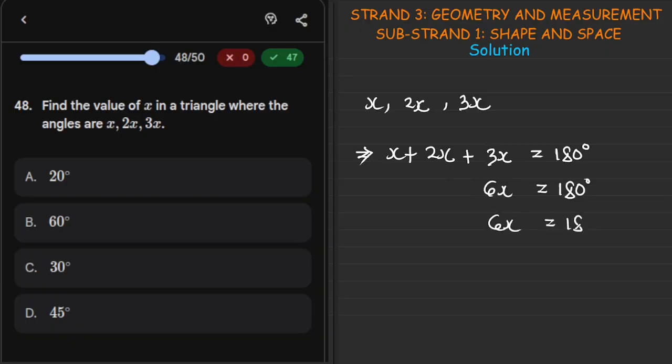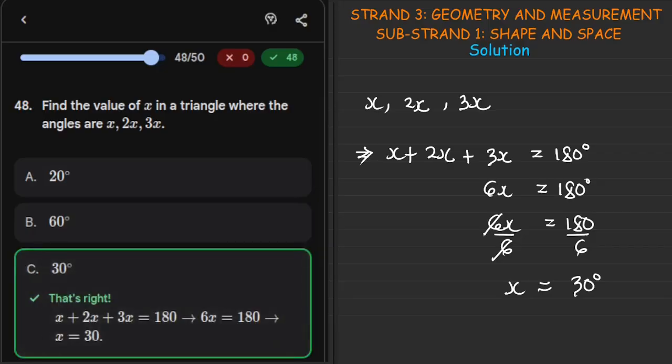And how do we get the value of X? We divide both sides by 6, so that this 6 cancels out this 6. And we have X being equal to what? 30. So the value of X is what? 30 degrees. As simple as that.